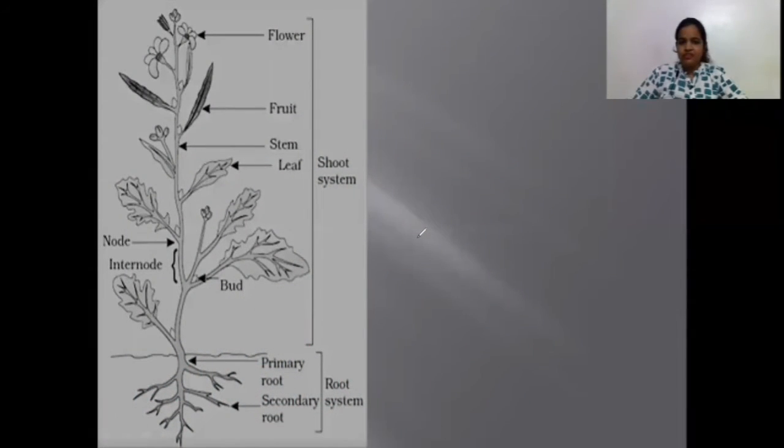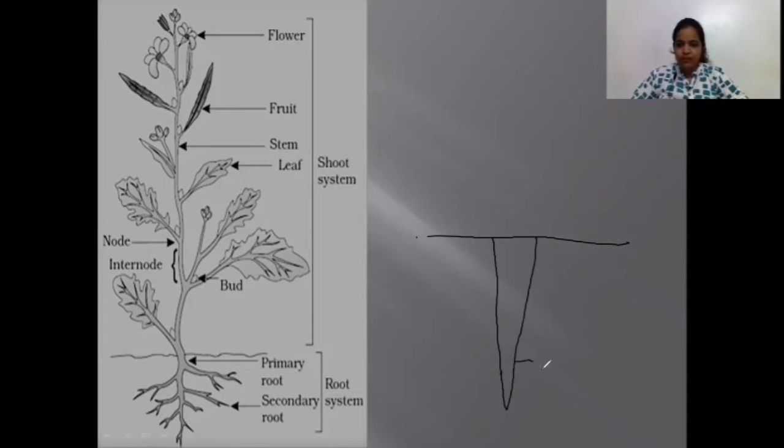Let's begin with the land surface. Below the land surface, what will be formed? The roots will be formed from which part? The radicle of the seed, or the radicle part of the embryo in the seed. So the main root which is formed from the radicle is known as the primary root, also known as the main root, guys.